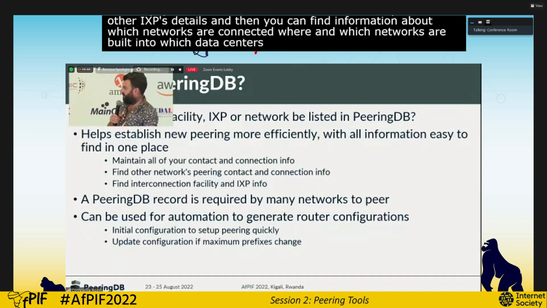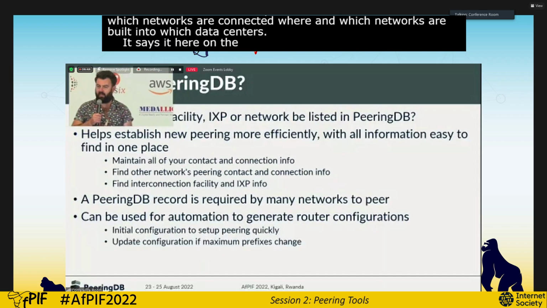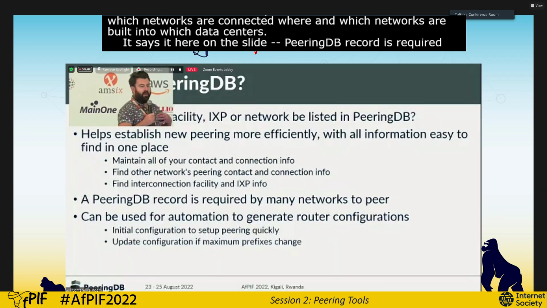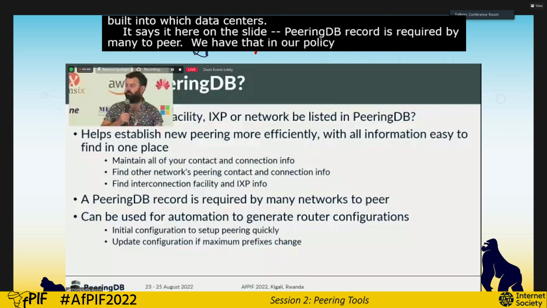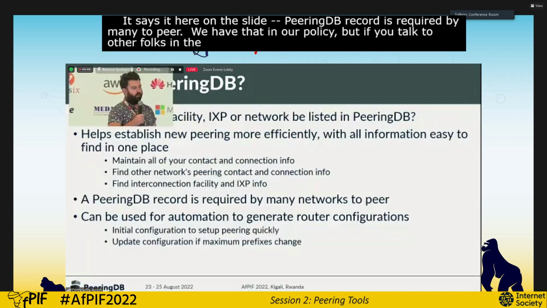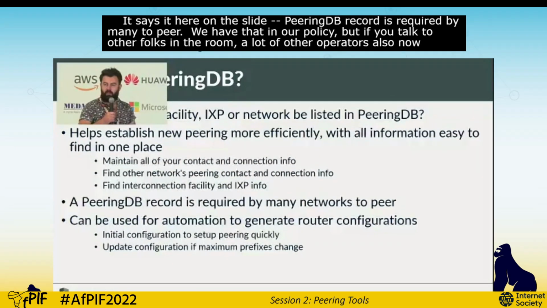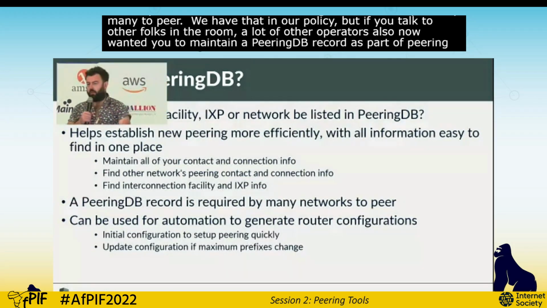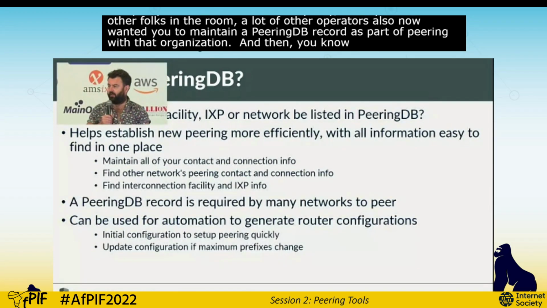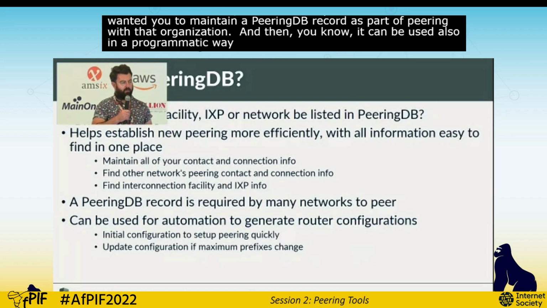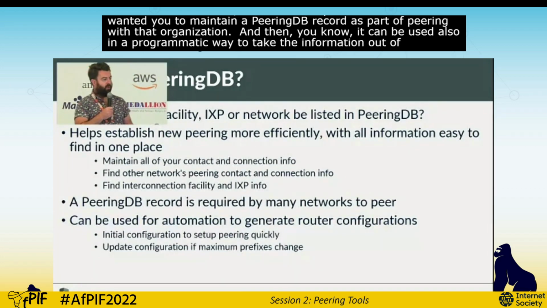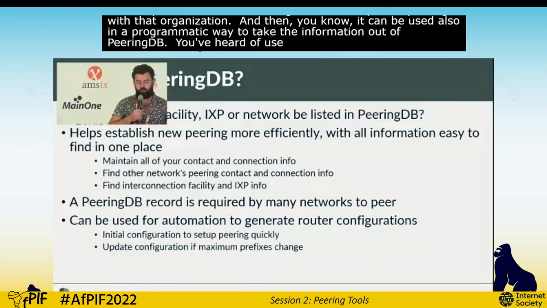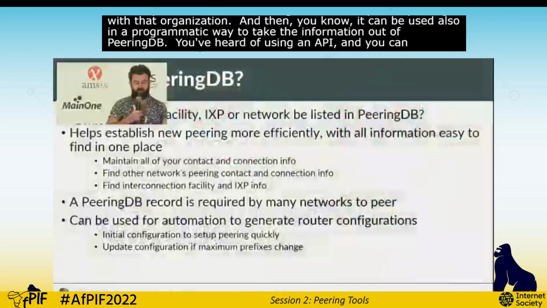It says here on the slide, a PeeringDB record is required by many to peer. We have that in our policy, but if you talk to other folks in the room, a lot of other operators also now want you to maintain a PeeringDB record as part of peering with that organization. It can also be used in a programmatic way, to take the information out of PeeringDB, either manually or using an API, and automatically build router configurations with that detail.